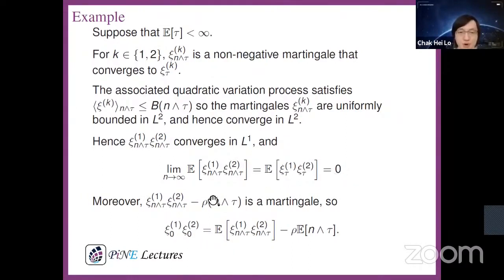So moreover, if you look at this quantity, if you add this term here, minus rho times this, this is also a martingale, okay? We can easily check this. If we apply the same fact that we have just used, then we have the expectation of this one minus this. So we just take the expectation here. Okay, it's just exactly this quantity, with the starting point, psi 0,1 times psi 0,2.